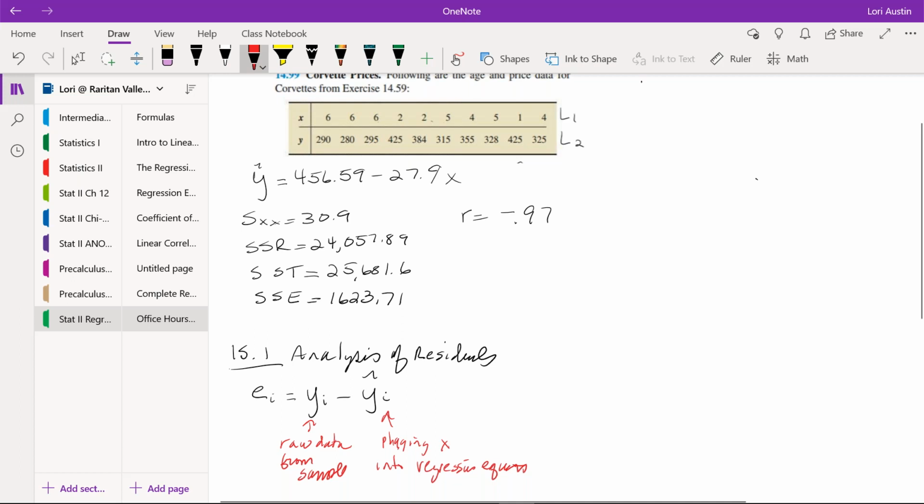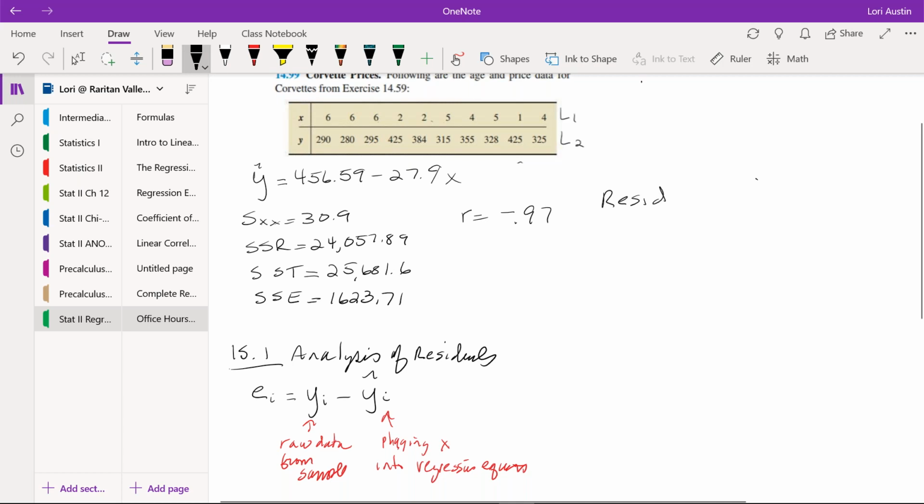Well, there's hundreds of thousands of 6-year-old Corvettes out there in the world. If we plug it into our regression equation, we're going to get one value for what the value of that Corvette should be. But in reality, all 6-year-old Corvettes are slightly different from that. The idea is that all 6-year-old Corvettes, their value will be normally distributed. And then all 5-year-old Corvettes, their value would be normally distributed, and so on and so on. So the way we can test this with our sample is doing what we call a residual plot.